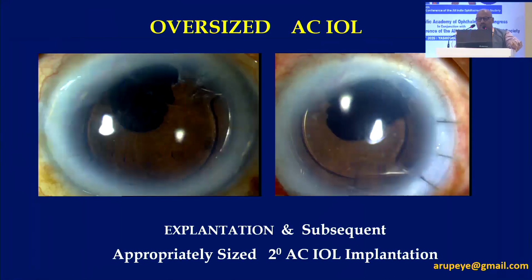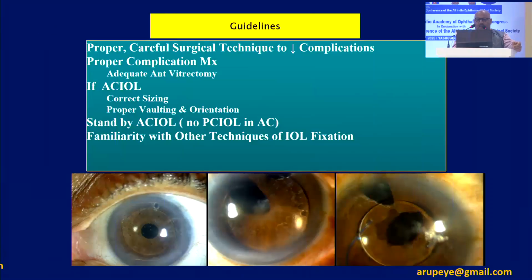This is again an oversized lens. So I explanted the oversized lens and used a properly sized lens. Basically, the guidelines should be followed. You have to be aware of some of the surgical guidelines which I have discussed here. Adequate anterior vitrectomy and anterior segment reconstruction is mandatory, and the lens has to be properly sized, and I've given you the guidelines.